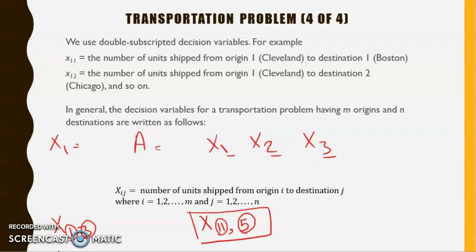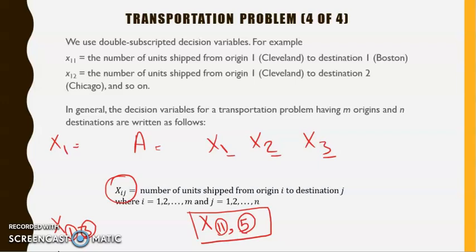So here it tells you we use double subscripted decision variables in this class. x11 is the number of units shipped from origin 1, that is Cleveland, to destination 1, that is Boston. x12 is the number of units shipped from origin 1, Cleveland, to destination 2, that is Chicago. Totally, the decision variables would be something like xij, the number of units shipped from origin i to destination j.